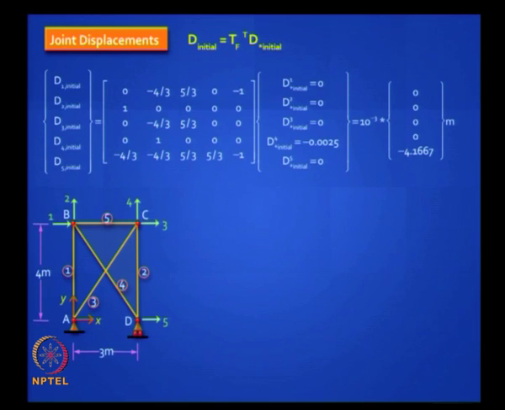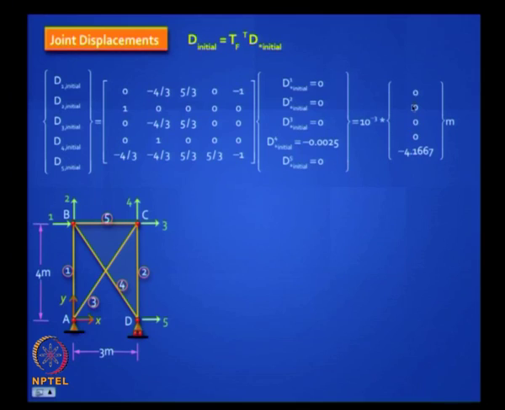CD is 4 meter, right, but with C as center and CD as radius, I can draw an arc and I still retain the 4 meter. So, I move it inward, so that BC is able to reduce length. That is the physical meaning; you can do it by sheer geometry, and that is the reason why only one of these is non-zero, all the others are 0.